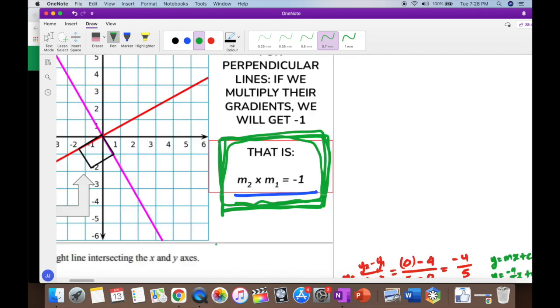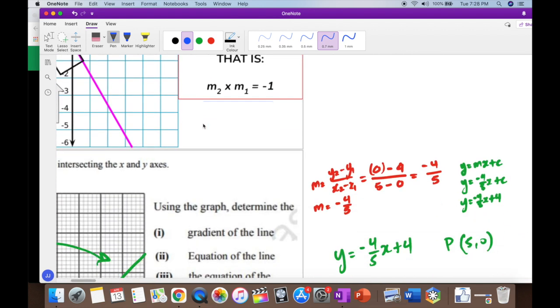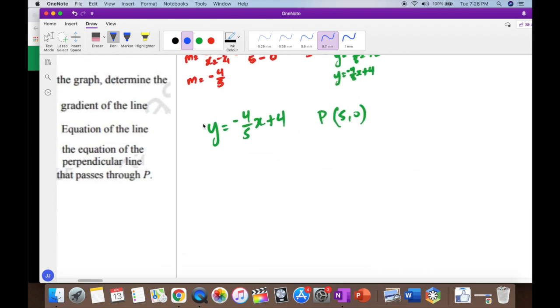So what do we know about perpendicular lines when it comes to coordinate geometry? What do we know? The two gradients. When you multiply their gradients, you'll get -1. Yes, that's what you're trying to say. And that is the only thing we know about perpendicular lines when it comes to coordinate geometry, is that when you multiply their gradients, you get -1.